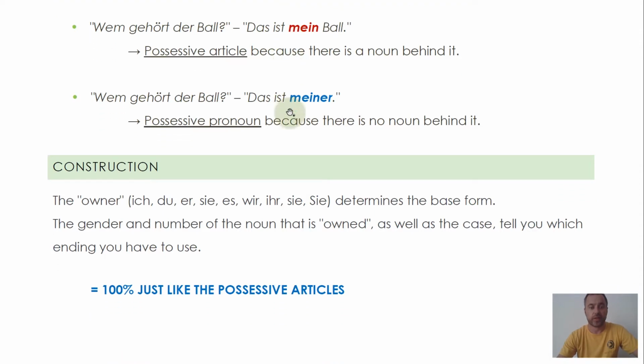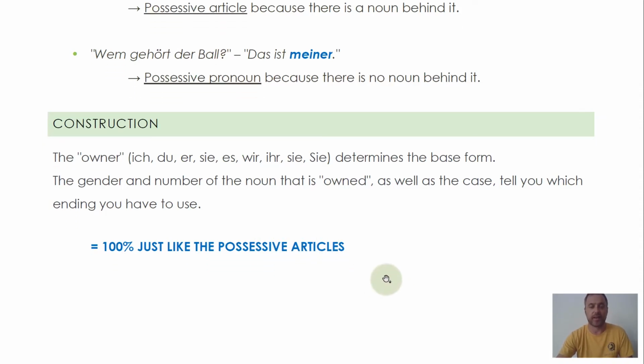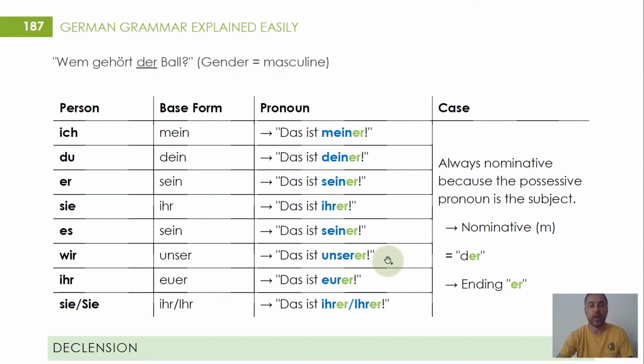First, let's check out which possessive pronoun you have to use with which owner. Same as possessive articles, exactly the same. Depending on the owner, you have to use a different form. And those forms are exactly like the forms of the possessive articles. So if you have ich, I, the base form is mein, so my. And then das ist meiner, this is mine. Same for du. Du is dein, so yours.